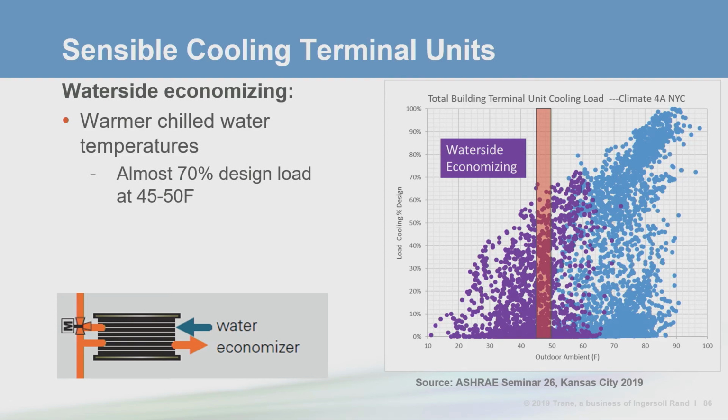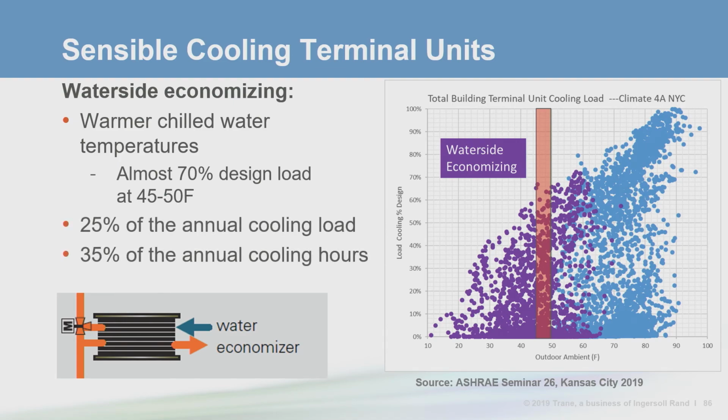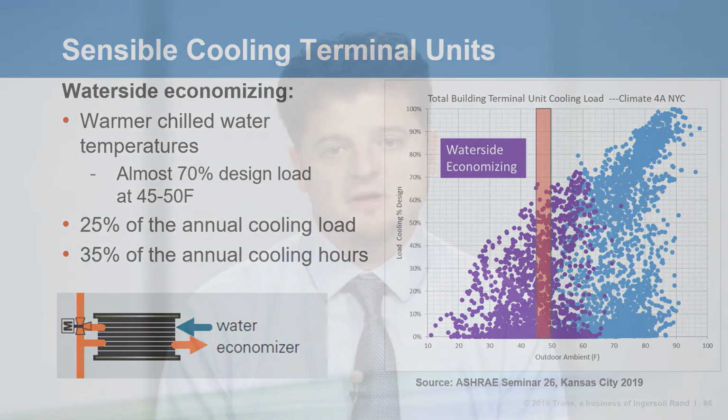Here we've updated the plot to show when water economizing is active, taking into account the warmer water temperature. For this example building, we can see that the economizer is not only able to meet the ASHRAE requirements, it can handle about 25% of the annual cooling load and 35% of the annual cooling hours. Now this example utilized a water-cooled chiller system where the cooling tower could be used for waterside economizing. With an air-cooled chiller, consider a model with integral free cooling, or consider adding a dry cooler just for use during economizer operation.